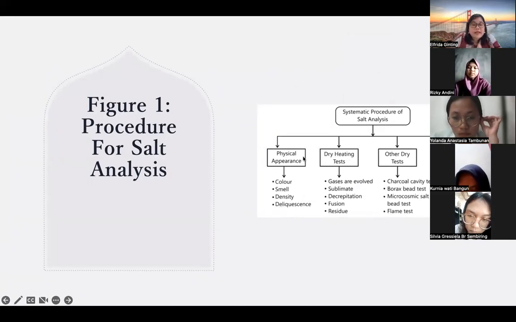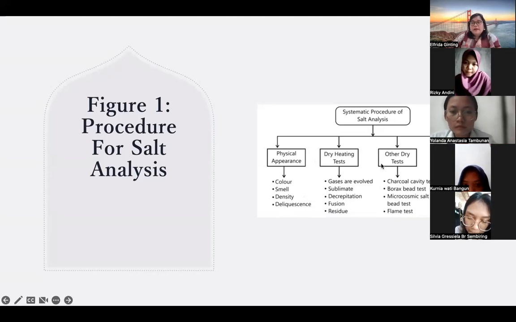And then the second test, you can do the dry heating test. In the dry heating test, you can see whether there is a gas evolved, if there is sublimation, decrepitation, a different kind of flame, or a residue. There are also other dry tests, like the charcoal cavity test, borax bead test, microcosmic salt bead test, and flame test.